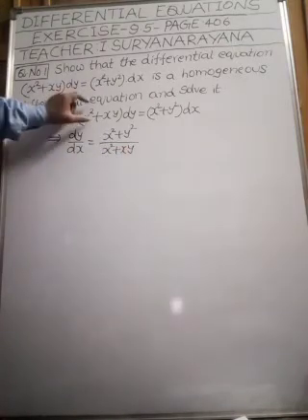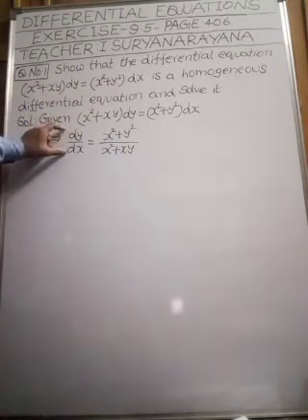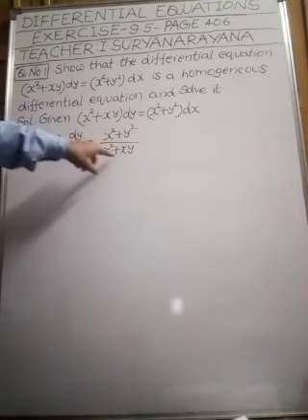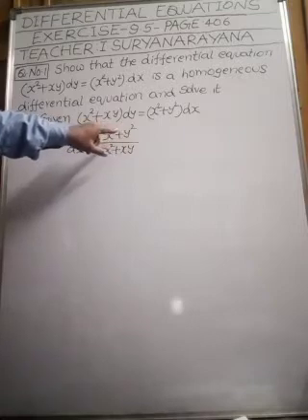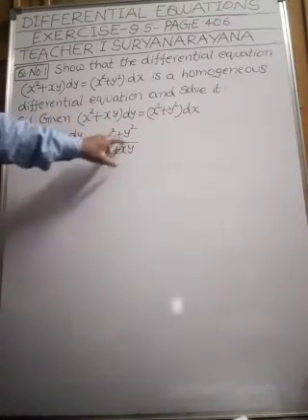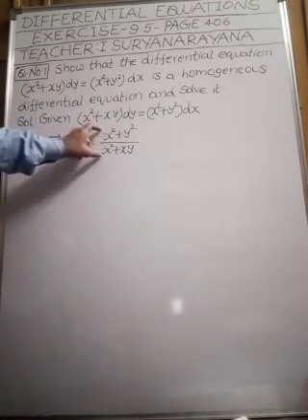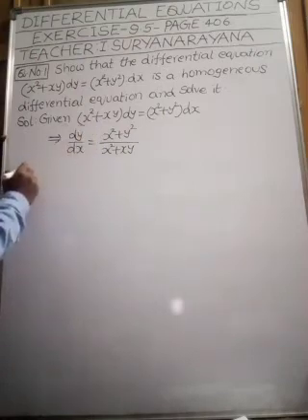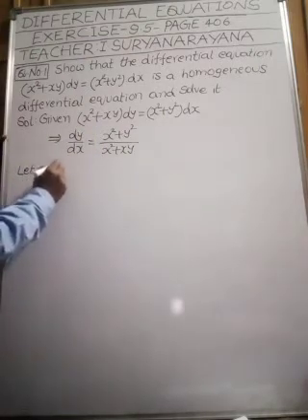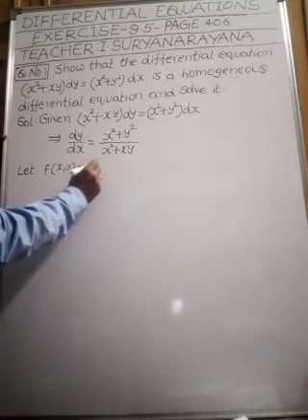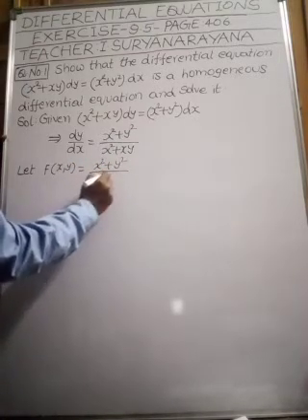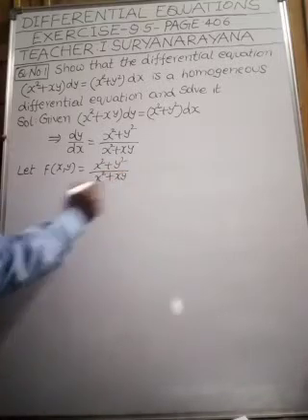Okay, my children, we wrote the given differential equation in the form of dy by dx is equal to f of x comma y, because this is a function in the variables x and y. Yes or no, my children? So it is a function f of x comma y. So let us assume that f of x comma y is equal to x square plus y square by x square plus xy.